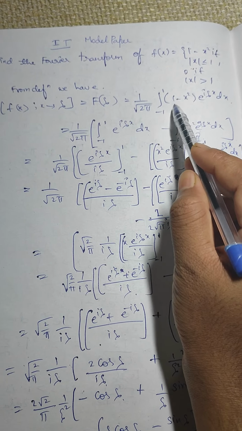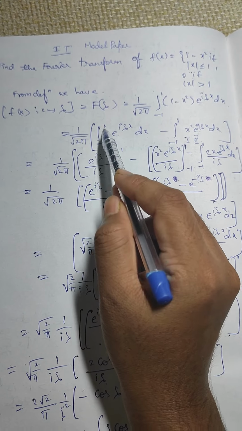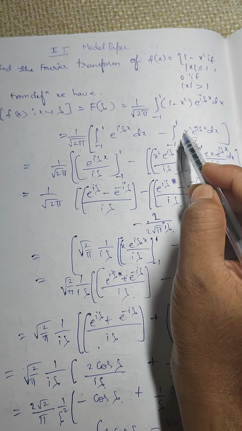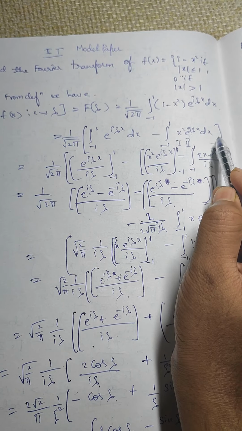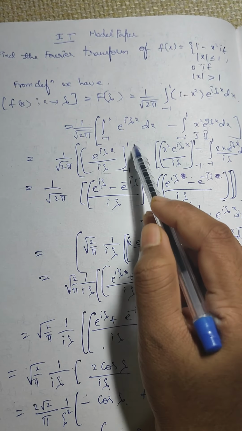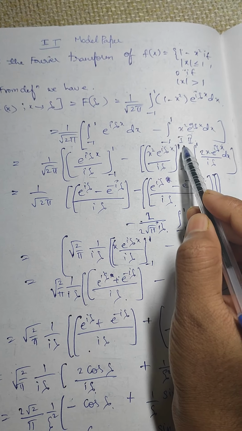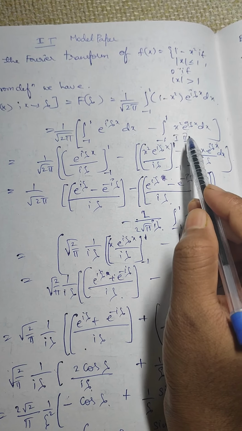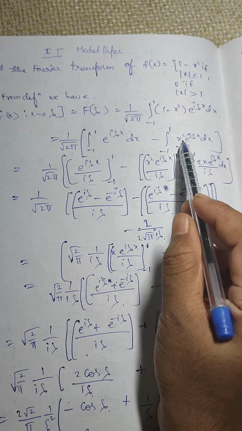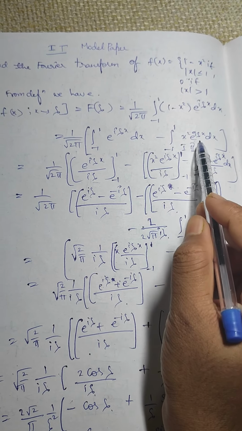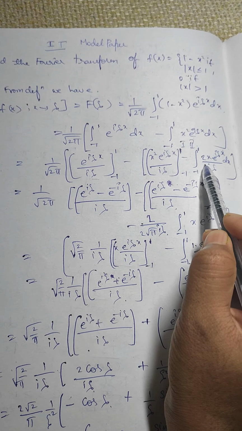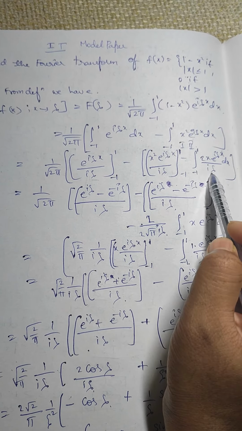So just to separate the terms, 1 by root 2 pi and integrate the integral over minus 1 to 1 of e power i xi x dx minus the integral over minus 1 to 1 of x square into e power i xi x dx. So integrating this we get e power i xi x divided by i xi under the limits minus 1 to 1, minus this we integrate by using the integration by parts rule. That is, first function into integral of second function minus integral of derivative of first function into integral of second function. So here x square into e power i xi x, that is, the integral of e power i xi x is e power i xi x divided by i xi, minus the integral from minus 1 to 1 of the derivative of x square, which is 2x, into the integral of e power i xi x, which is e power i xi x divided by i xi, into dx.